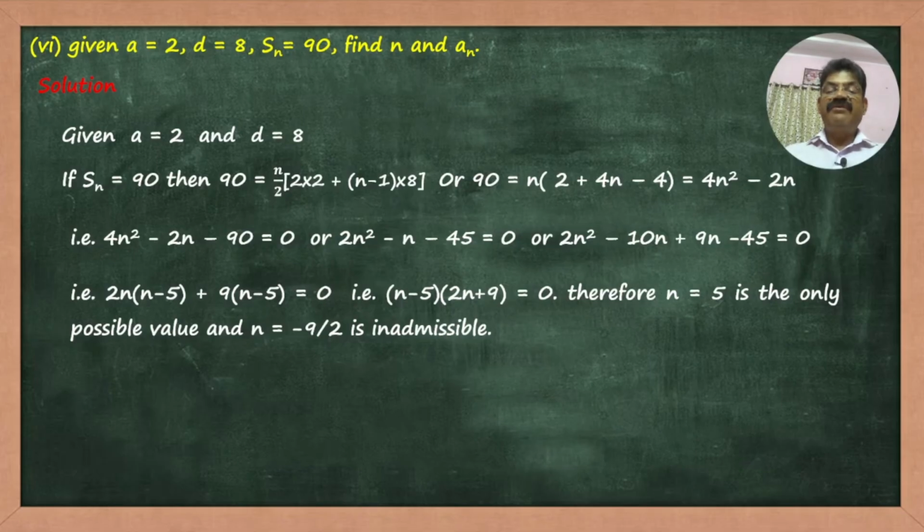Therefore, n equal to 5 is the only possible value, because n is equal to minus 9 by 2 is inadmissible. N cannot be negative as well as n cannot be a fraction. So n is equal to 5. Therefore, what is a5? A plus 5 minus 1 into d. Therefore, it is 34. Thus, n is equal to 5 and a5 is equal to 34.